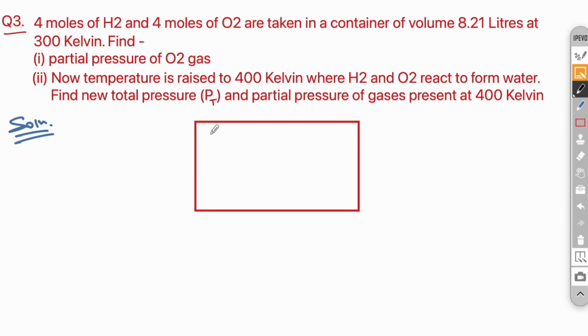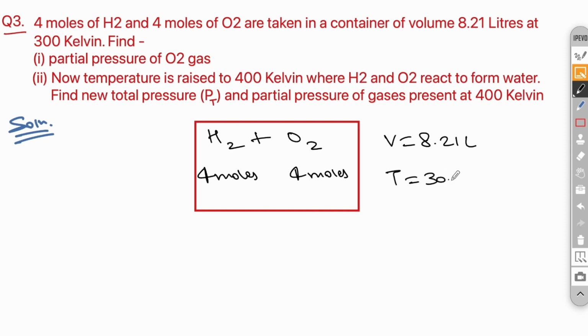First we'll draw the container. We'll mention the gases present here, S2 and O2. We are given the moles, that is 4 moles of each of these gases. The volume is 8.21 liters. The temperature given here is 300 Kelvin, right? So we have to find the partial pressure of O2 gas.